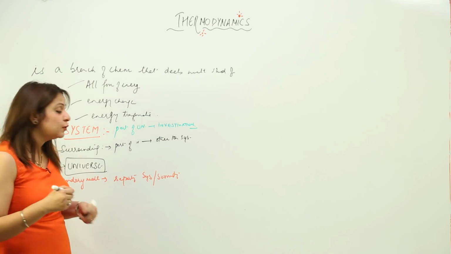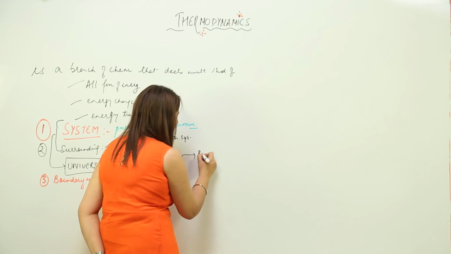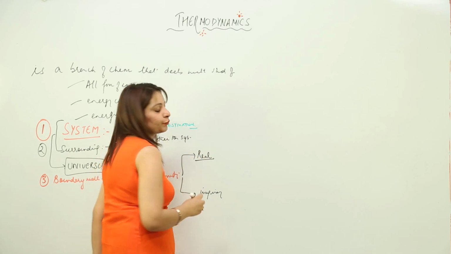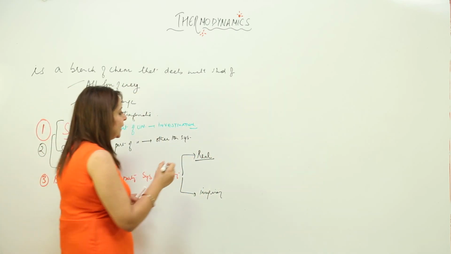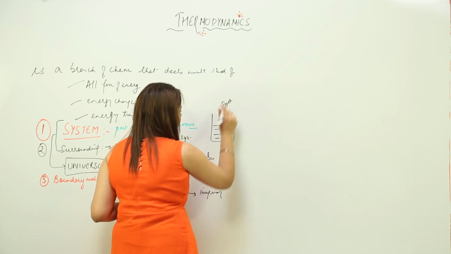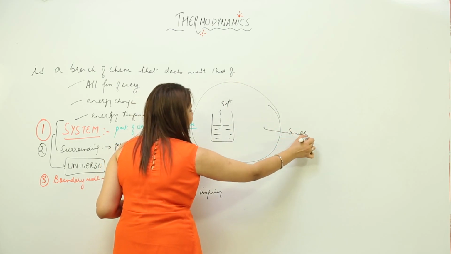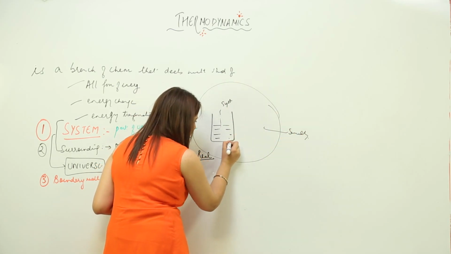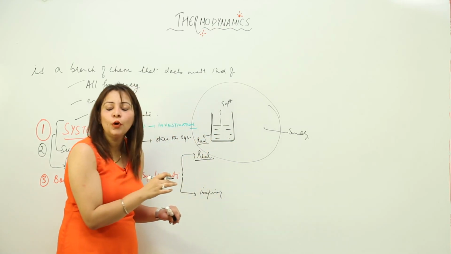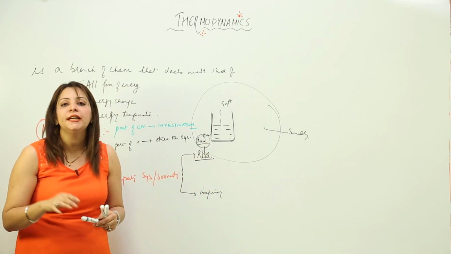So what do we get to see? We get to see different types of boundary wall, like the real boundary wall and the imaginary or virtual boundary wall. Suppose I have a beaker, and in this beaker I have water. This whole beaker is my system, and what is around it is the surrounding. So this outer layer of the beaker is a real boundary. You can see it separating the water from the surrounding. It is a real boundary which you can observe with the naked eye.